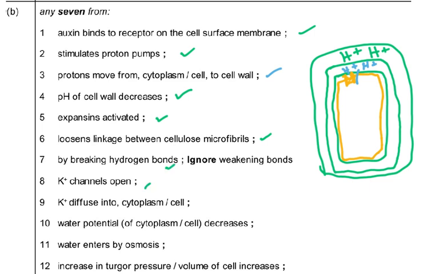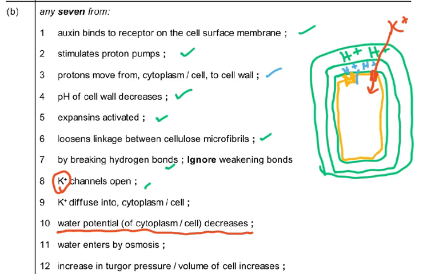So potassium channels open. Sorry, these are the potassium channels. Potassium channels open, and potassium ions are going to diffuse in. Cell wall is permeable to everything. The cell membrane isn't. So potassium channels open, potassium diffuses into the cytoplasm. This lowers the water potential. Water potential of the cytoplasm decreases.